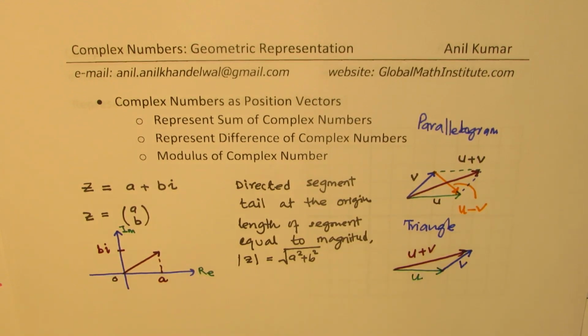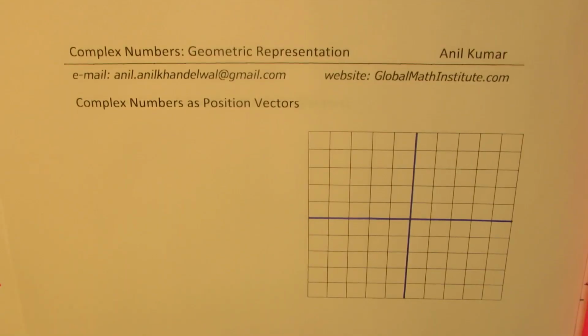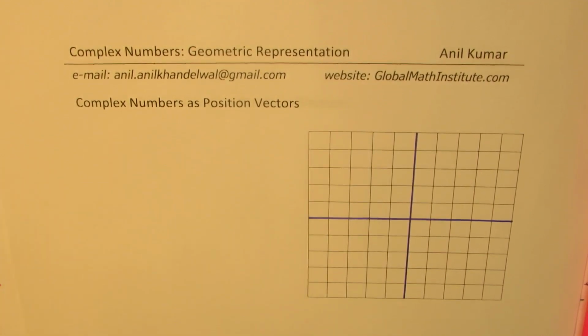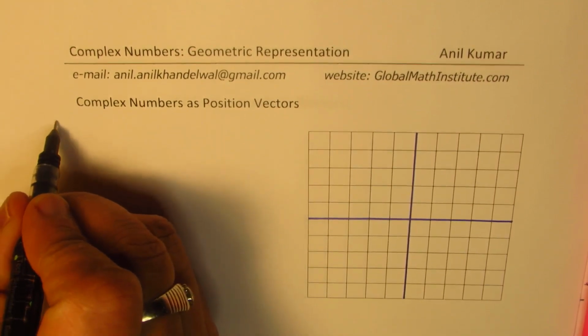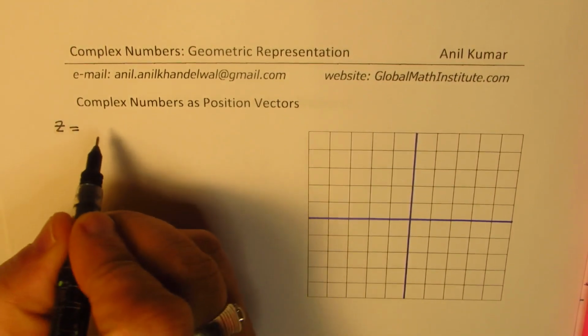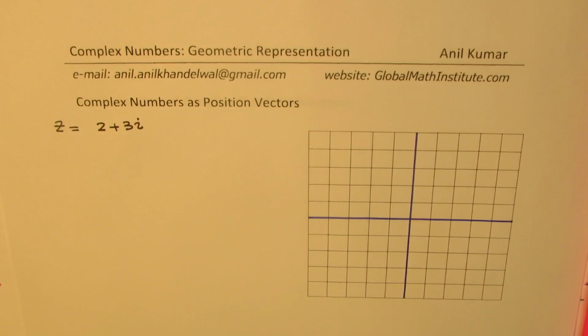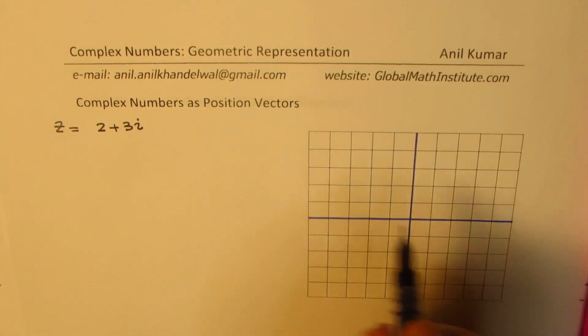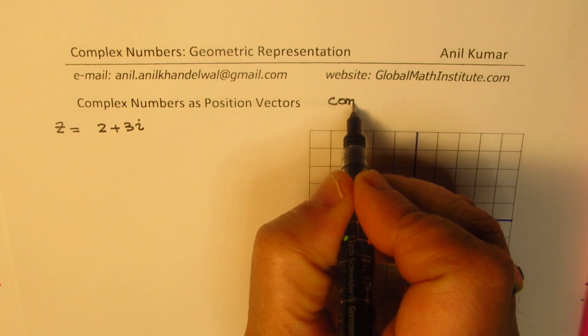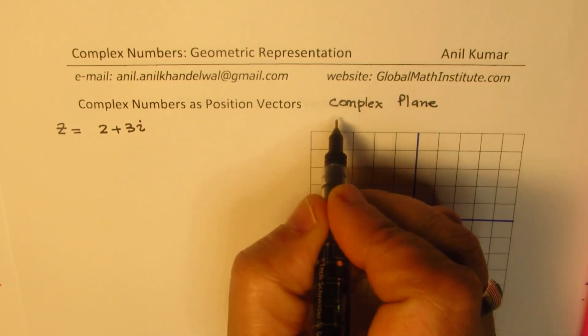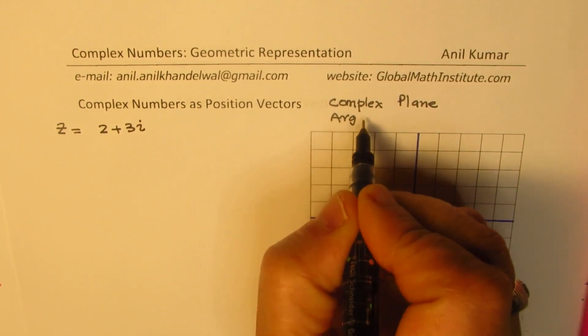So we'll now understand in detail what we just talked about. We'll talk about complex numbers in different forms, and then we'll show how to represent the complex numbers as a position vector. So let me write a few complex numbers here. Let's say z equals 2 plus 3i, right? So that is a complex number. This number can be represented on this complex plane also. This is referred to as an Argand diagram.